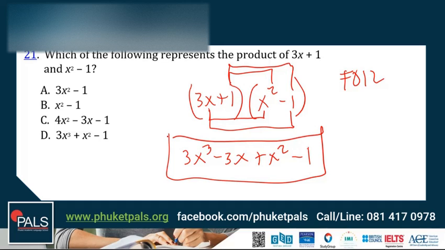Then looking at the choices, it's not on the choices. So the answer is not on the choices. So let's keep 3x cubed minus 3x plus x squared minus 1 as the answer.